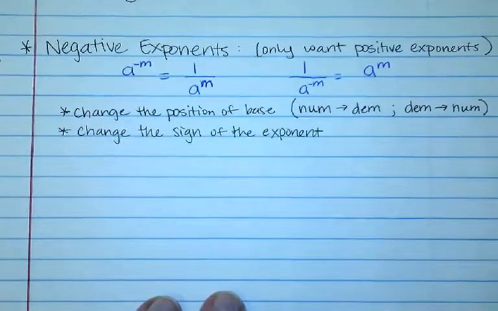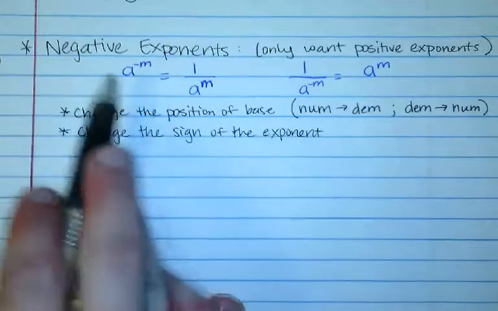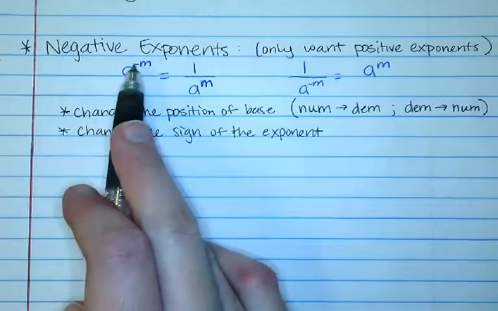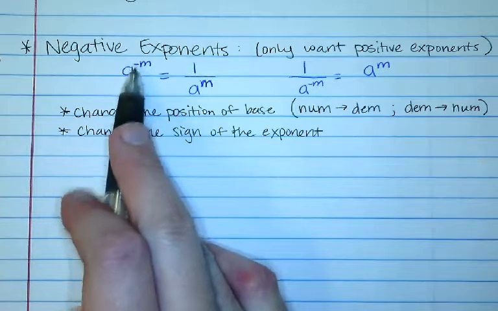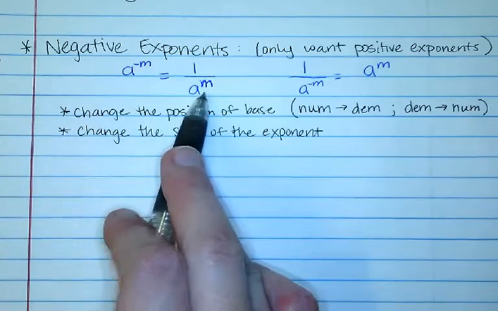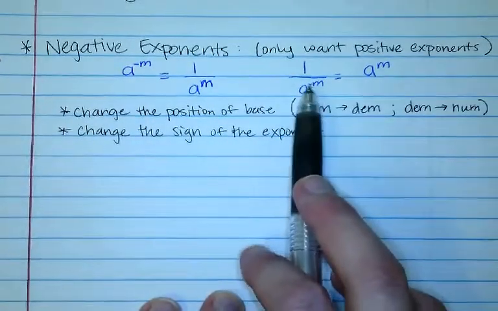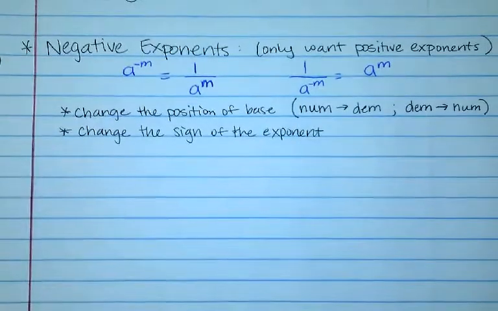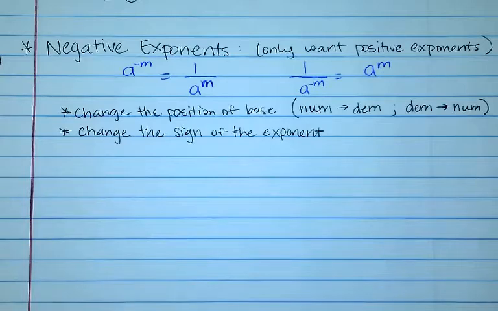Now, I actually like to think of this like a little elevator button. If you push the button, beep, it changes floors and it moves to the bottom. Here, if you push the button, boop, it changes floors and it moves to the top. So whenever you get rid of your negative exponent by pushing that little button, it changes floors. If it was on the top floor, it moves to the bottom floor. If it was on the bottom floor, it moves to the top floor. Y'all okay with that?